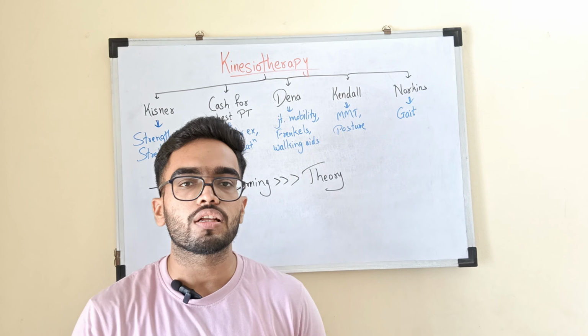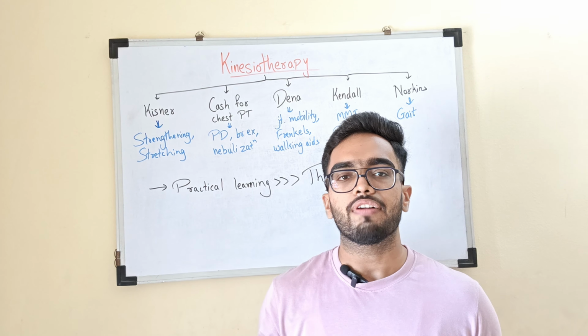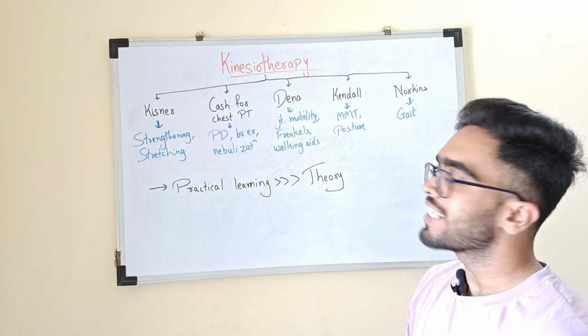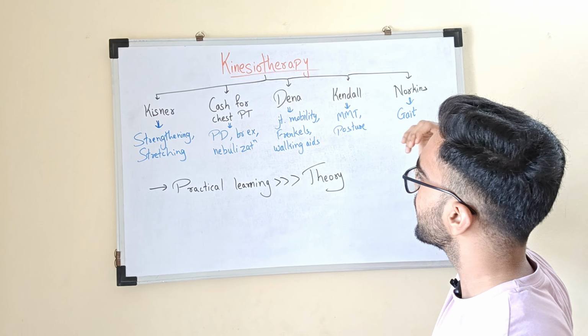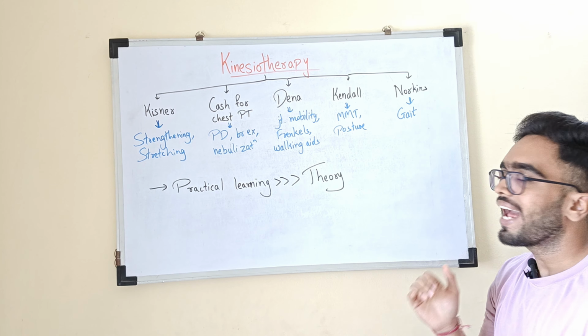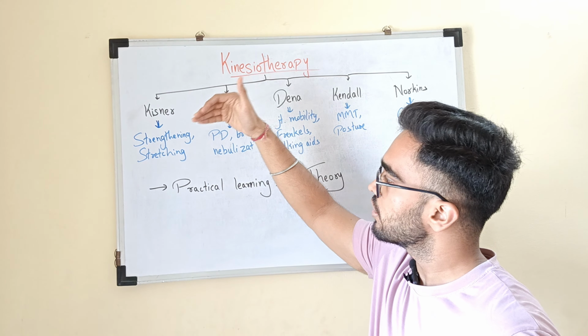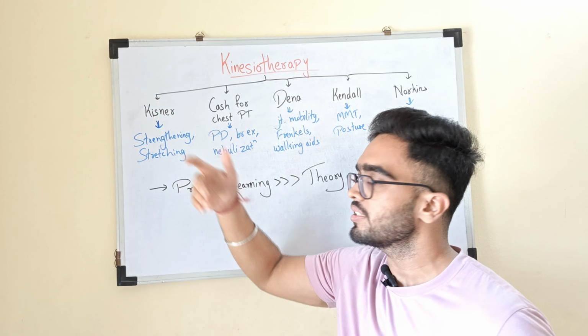So the second internal subject is kinesiotherapy. For that, you need a wide variety of books. Okay, the first one is Kistner, second is Cash for chest physiotherapy, next is Dina Gardiner, next is Kendall, and the last one is Norkins. Okay, in Kistner you can learn the strengthening and stretching of various muscles and joints.